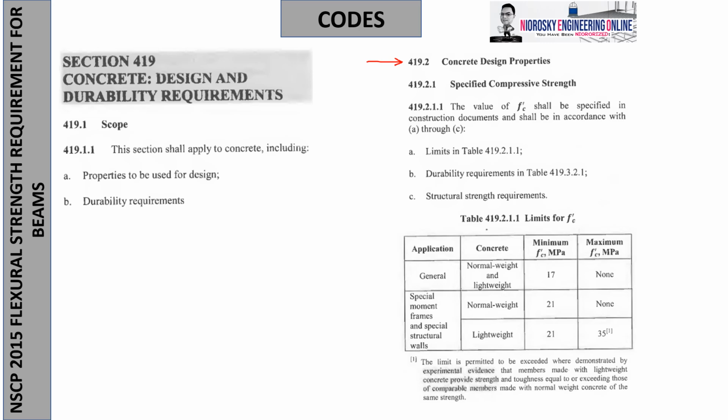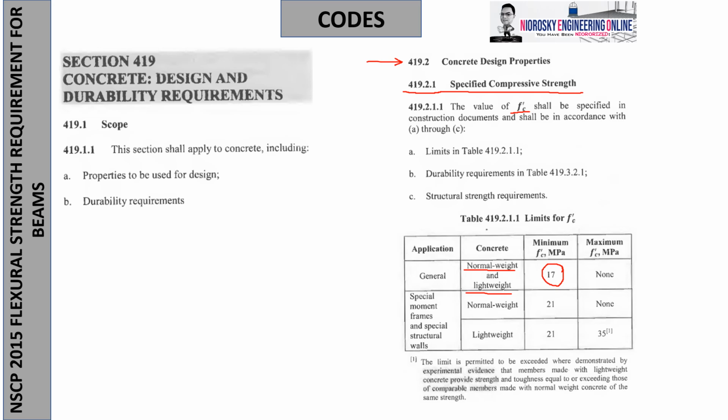Now, under Section 419.2.1, specified compressive strength, that is what we call f'c, shall be specified in the construction documents. This is the main parameter for us to start the design, investigation and analysis of a concrete beam, slab, foundation, or column. So usually, what are the limitations of the f'c that we use? For normal and lightweight concrete as a general application, the minimum that we use in design practice and of course in construction practice is 17 megapascal.